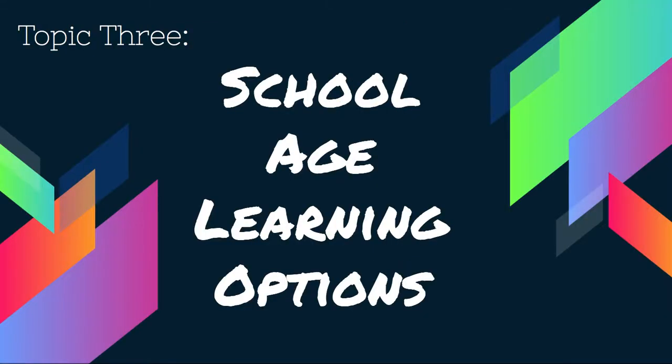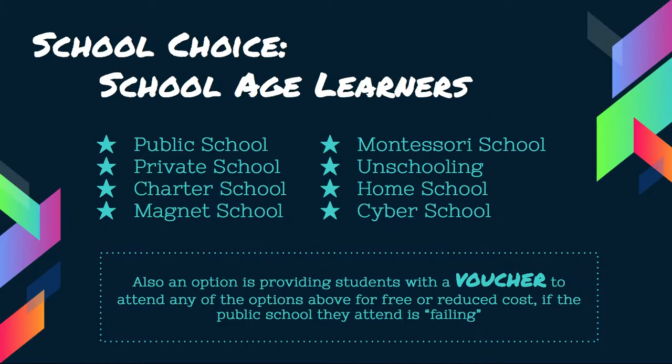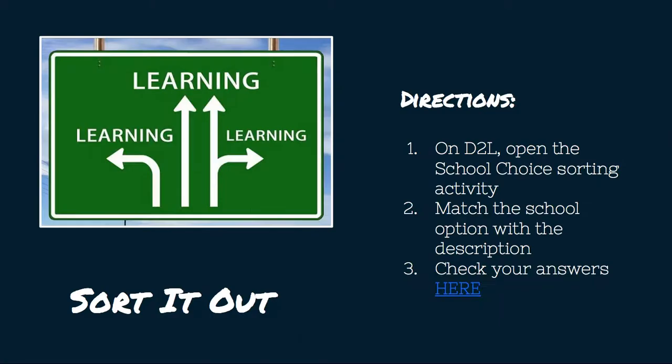Our next topic is school-age learners, and these are the options we have for school-age learners. To kind of see what you know, we're going to do a sorting activity. You can get everything you need for the sorting activity in the presentation files on D2L and cut those apart and match the different school choice option with the descriptors and also the example. And then once you have everything the way you like it, take a picture of it and send it into the Dropbox. And then you can click right here to check the answers.